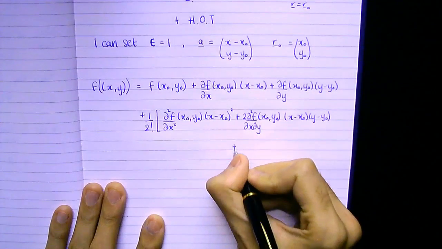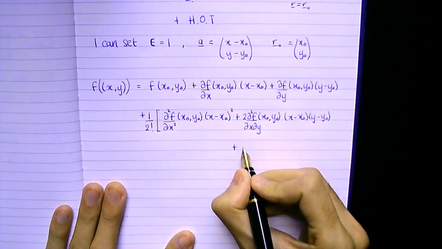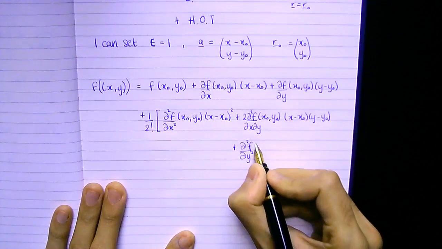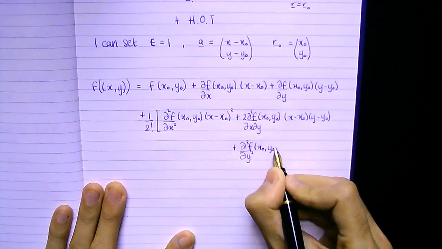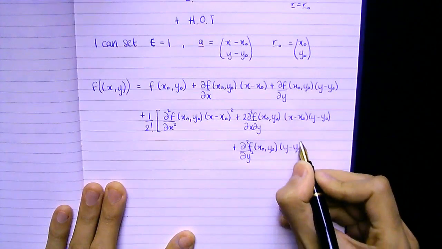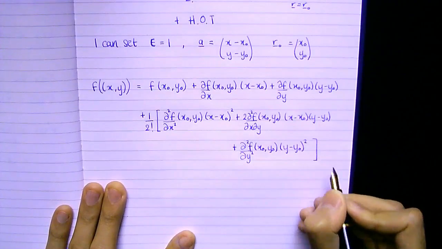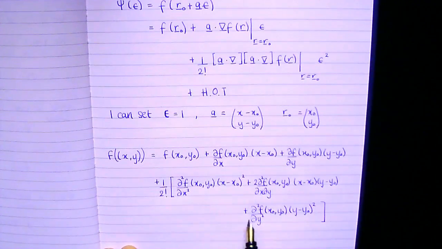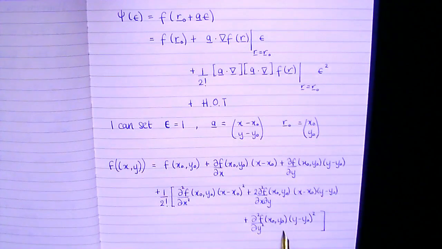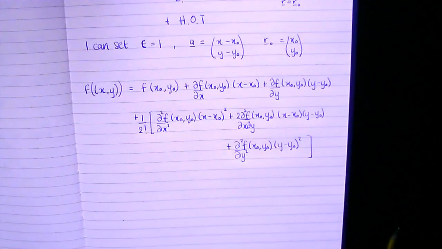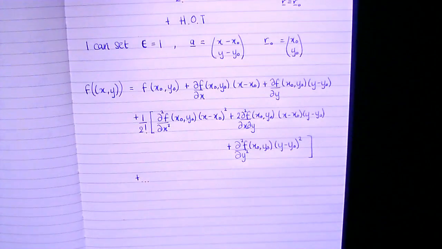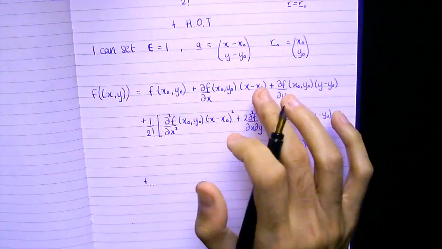And the last term is the second derivative of f with respect to y squared evaluated at x0, y0, multiplied by (y minus y0) all squared. Okay, so this is explicitly what this notation means. So this notation actually just means this. Okay, and then there'll be higher order terms following the same pattern.